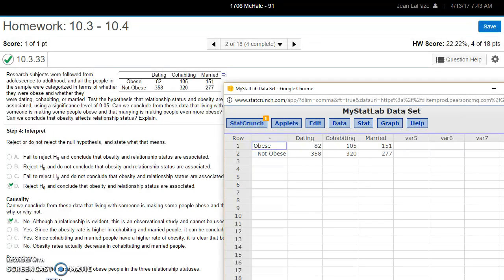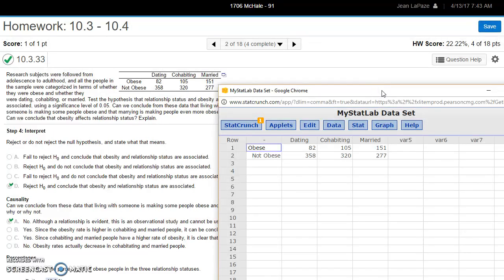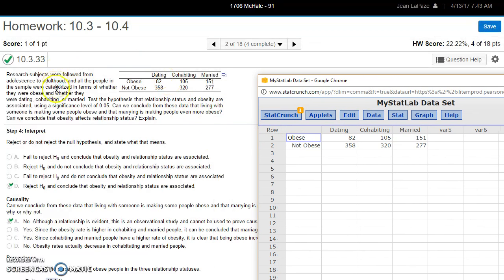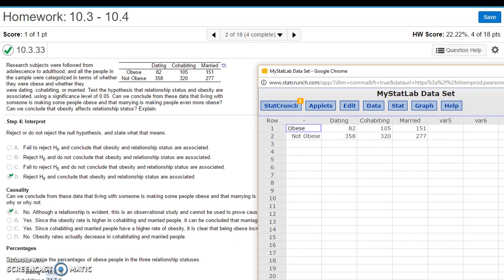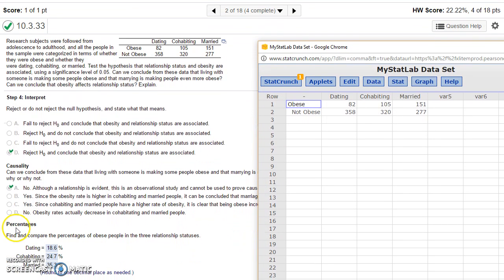I'm looking at question 10.3.33, and it's up here. And we're talking about the dating habits of obese and non-obese people. And I've gone through the problem here. We've gotten H naught and gone through causality and those sorts of things. But what I wanted to do was come down to the percentages here, where they were talking about find and compare the percentages of obese people in the three dating relationships.